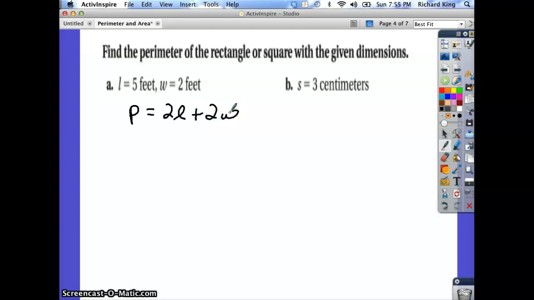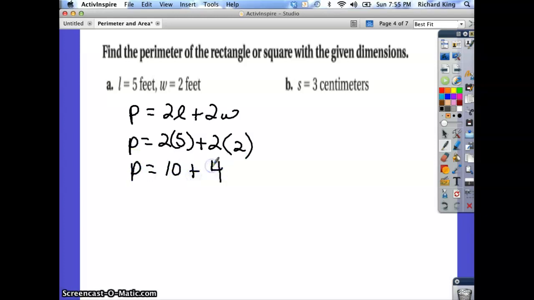Now let's substitute in what we know. We know that the length is 5 feet plus 2 times the width, which is 2 feet. So now we substituted in for our variables. So now let's go ahead and solve for the perimeter. So 2 times 5 is 10, plus 2 times 2 is 4. So the perimeter is 14. In this case, it is just feet, because it is perimeter, not area.